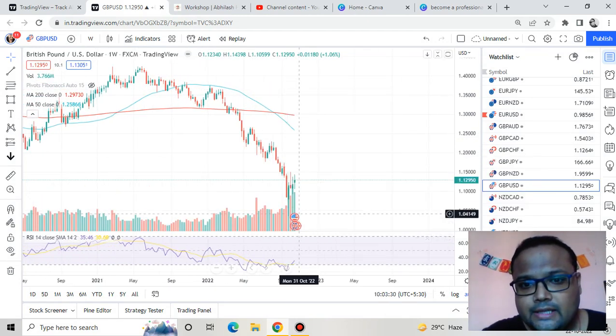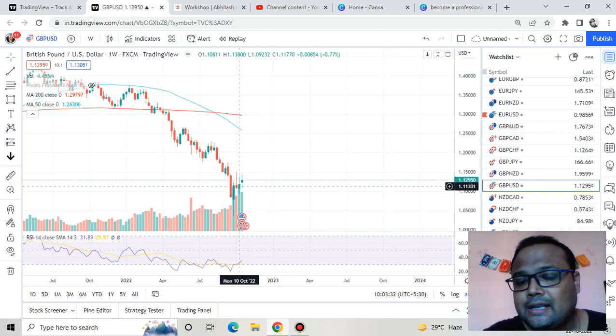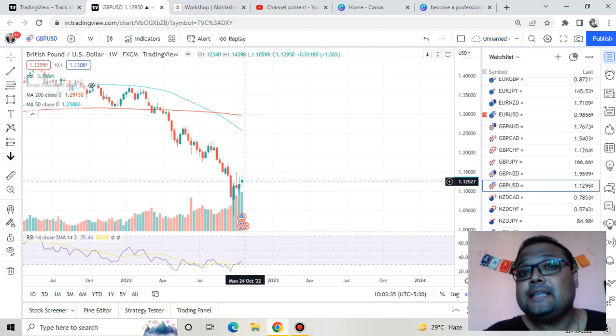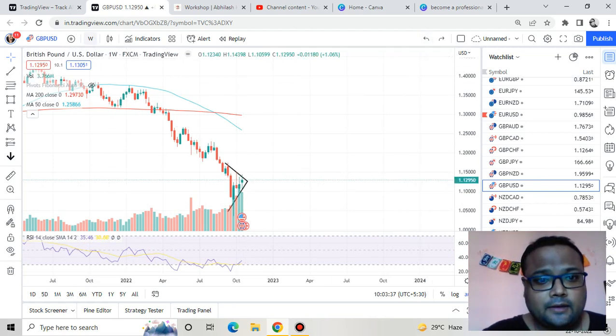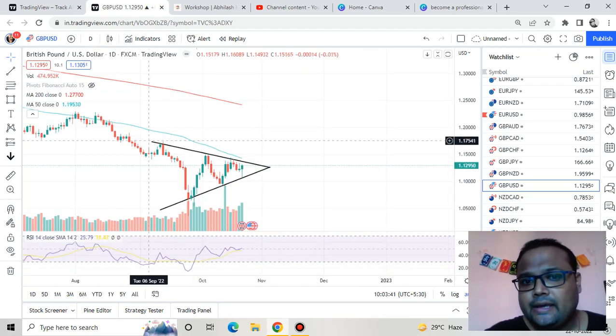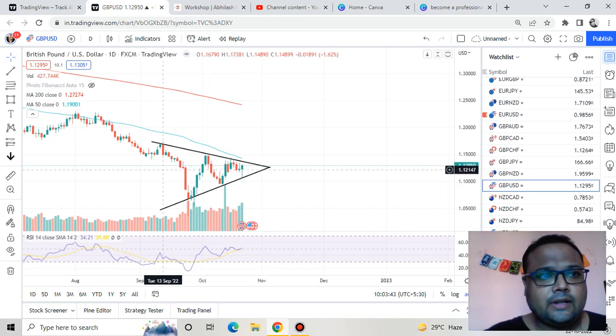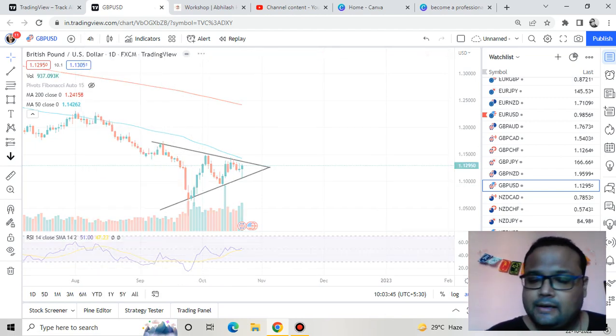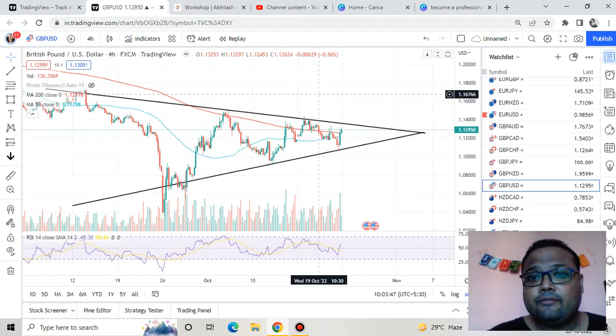on the weekly chart, you can see the market has formed spinning tops for the last 2 weeks. Spinning tops signify indecision in the market. And if we take it to the daily chart, you can see on the daily chart we have this symmetrical triangle, and the same thing on the 4 hours time frame as well.